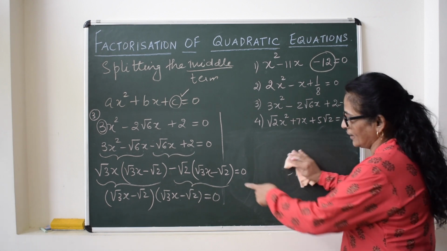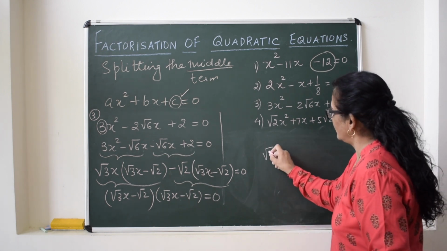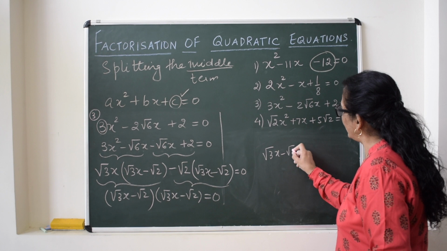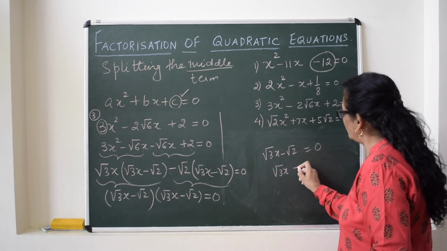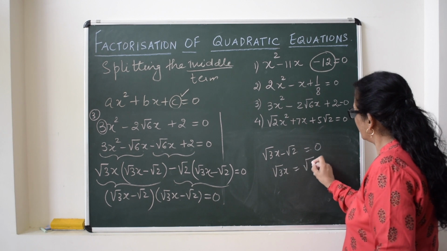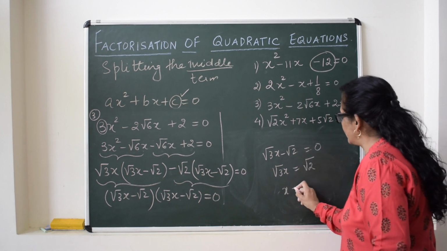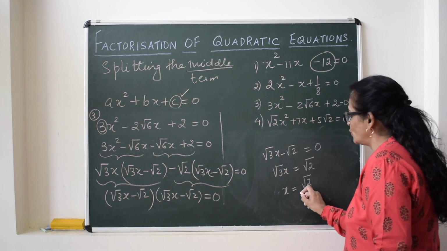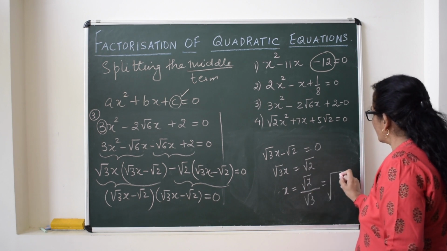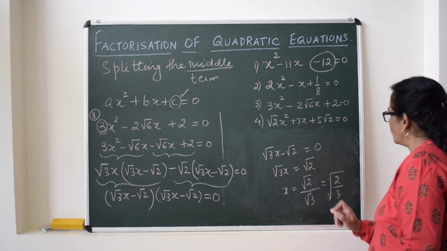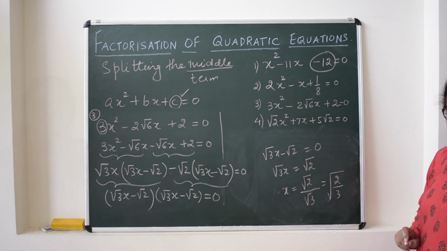So ultimately, each linear factor we will equate by 0 will give us the value of x. So x is equal to root 2 upon root 3. Further can also be written as root 2 upon 3.